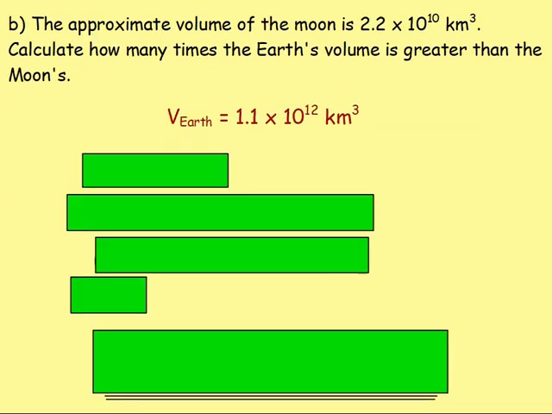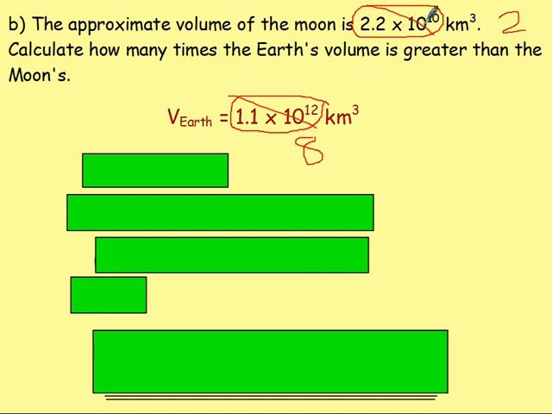Way. Part B, the approximate volume of the moon is 2.2 times 10 to the power of 10 cubic kilometers. Calculate how many times the Earth's volume is greater than the moon's. Let's mix this up, because sometimes, once again, it's these numbers in scientific notation that mess people up. Let's say the volume of the moon is just 2. Let's say the volume of the Earth is 8 cubic kilometres. We want to know how many times the Earth's volume is greater than the Moon's. How do we do that then?